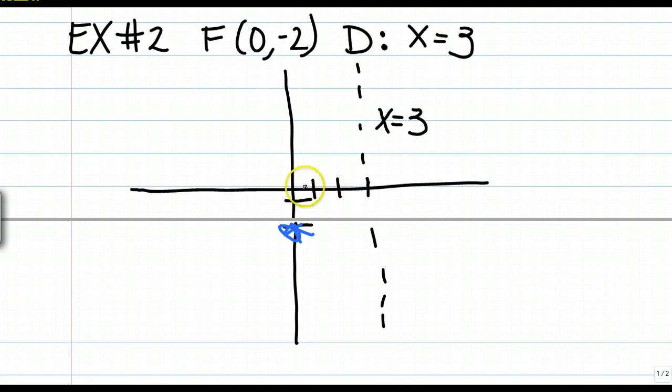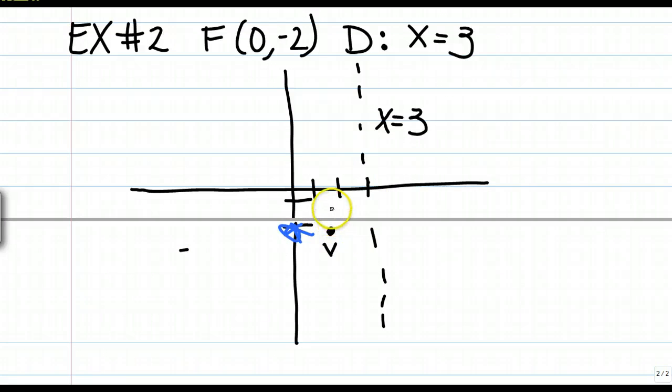We have a distance of 3, 1, 2, 3, from the focus to the directrix. So half of 3 is 1.5, so you're over 1.5, and your vertex lines up with your focus. Okay, it's on the same line this way. So they're always going to be together.